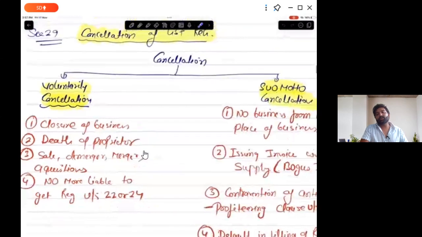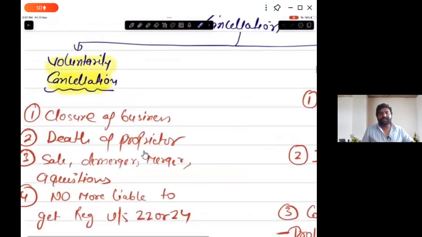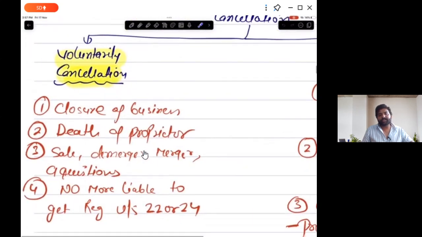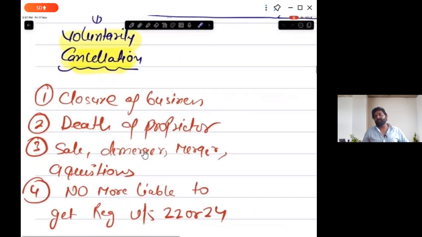It says that if you want to cancel your GST number, then it will be considered as voluntary cancellation, and it can be done because of these 4 reasons. What are these 4 reasons? Closure of business, death of proprietor, sale, demerger, merger or sale of business, or if I am no more liable to get registered under section 24 or 22. In this case, I will surrender my GST number, and that is called voluntary cancellation, where I will voluntarily surrender my GST number in case of closure of business, death of the proprietor, sale, demerger, merger, or when I am no more liable to get registered under section 22 or 24.